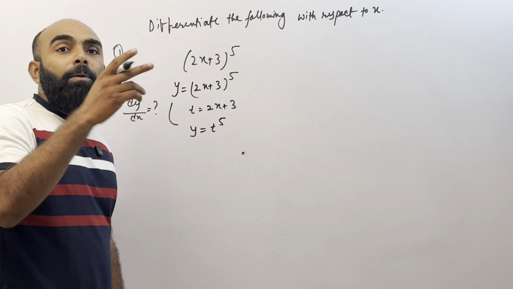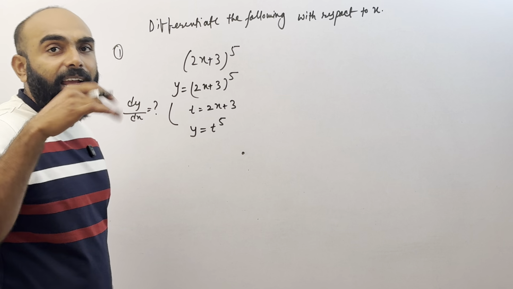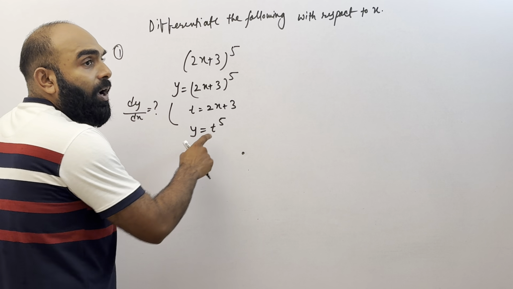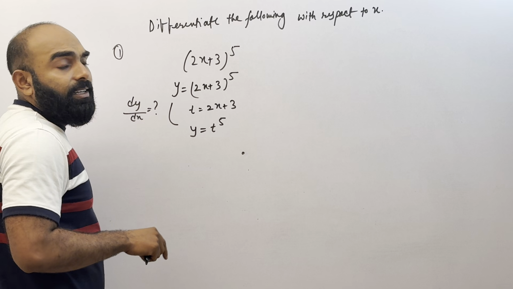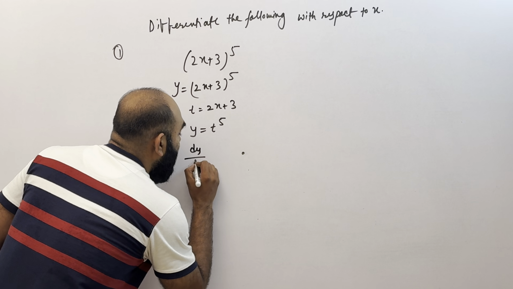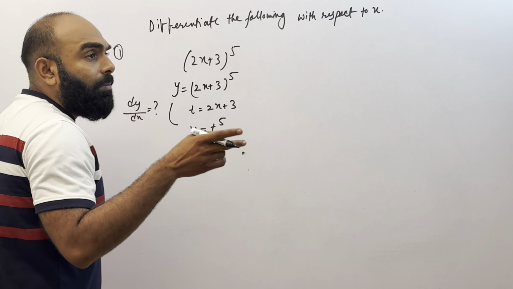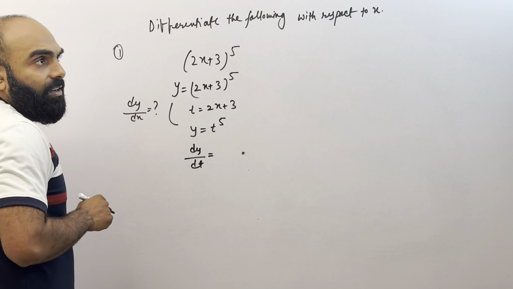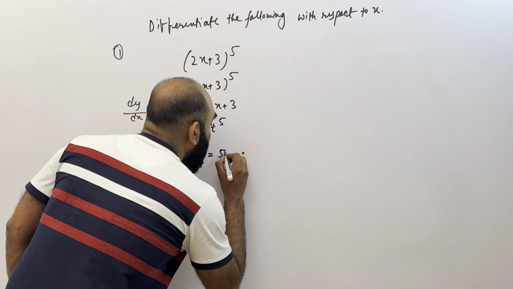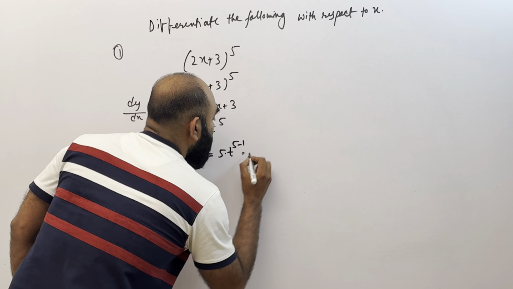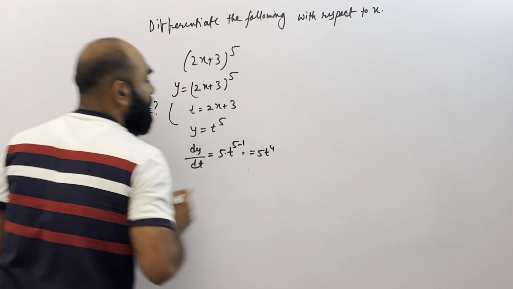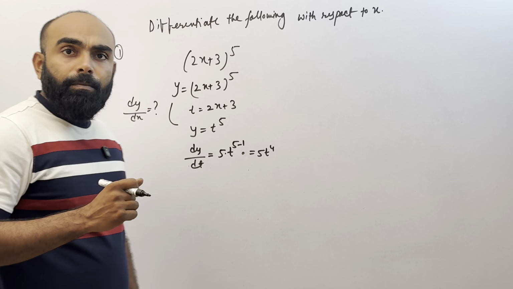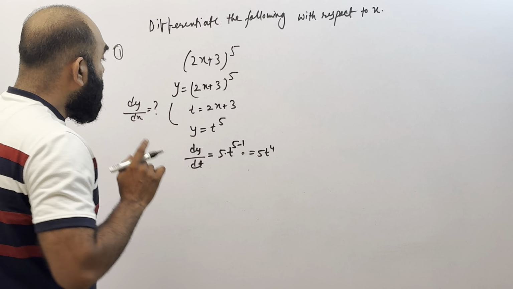Now it is in the x to the power n form. The differentiation of x to the power n form: here the function was t, so I have to differentiate with dt. So dy by dt is n x to the power n minus 1. Here n is 5. So we are getting 5t to the power 4. Are you getting this? Everyone tell me. Correct?